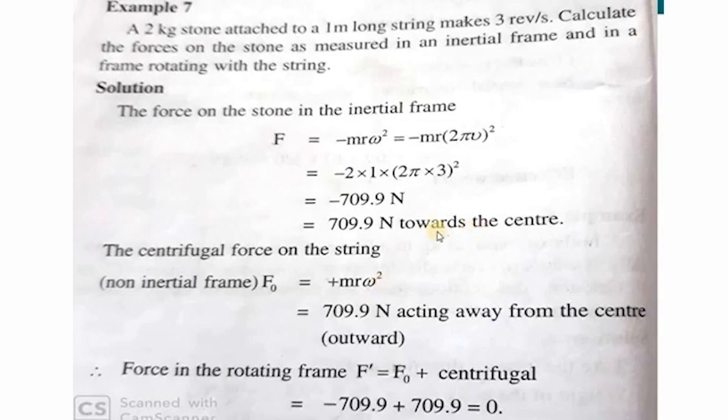Actual force is acting towards the center, but a force which is observed to be experienced away from the center is the pseudo force, and this is the centrifugal force. That is the force acting on the stone in an inertial frame. It is directed towards the center. That provides the force for the circular motion. And the balancing force is the centrifugal force which is acting in the outside direction. And it is represented as 709.9 towards.